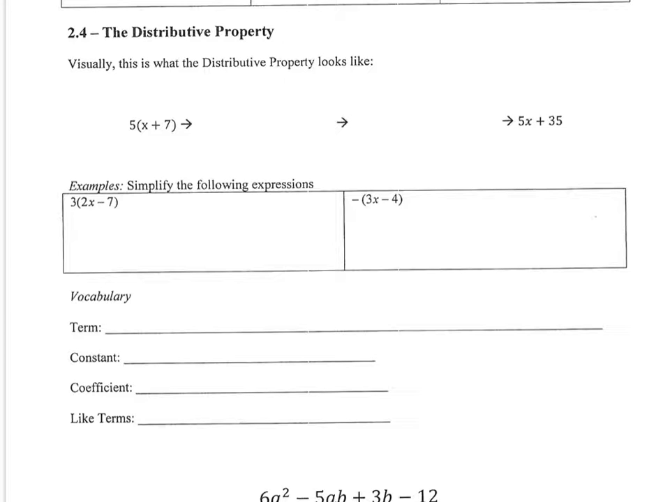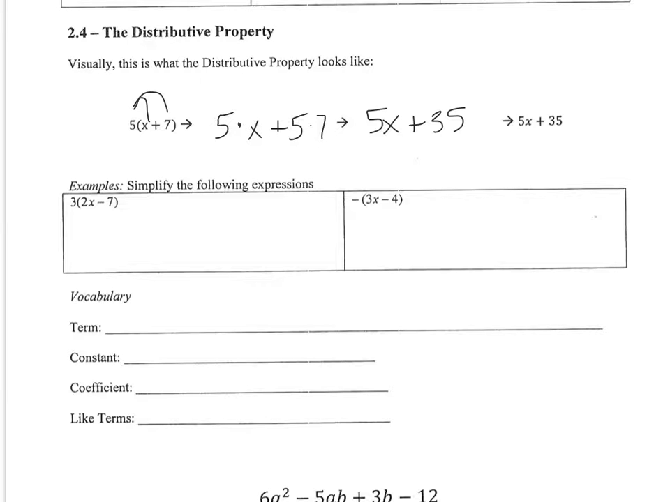The distributive property is if you have some expression on the outside of another expression in parentheses, you can multiply the expression on the outside to each term inside. So this becomes 5 times x plus 5 times 7. Which in turn becomes 5x plus 35.